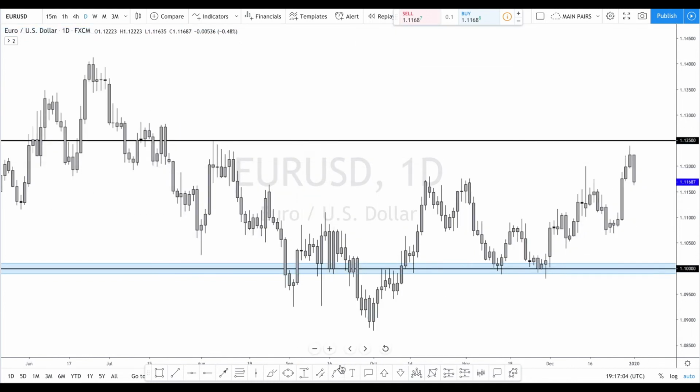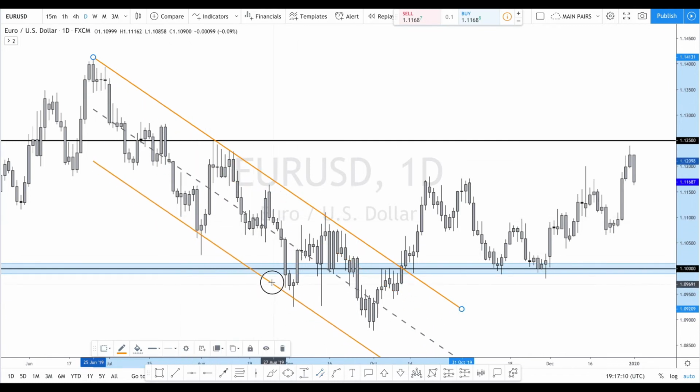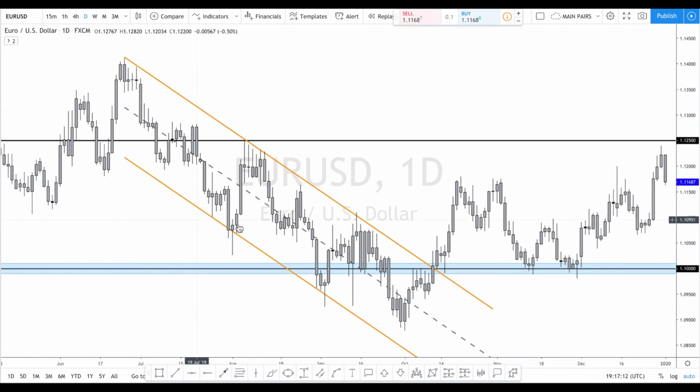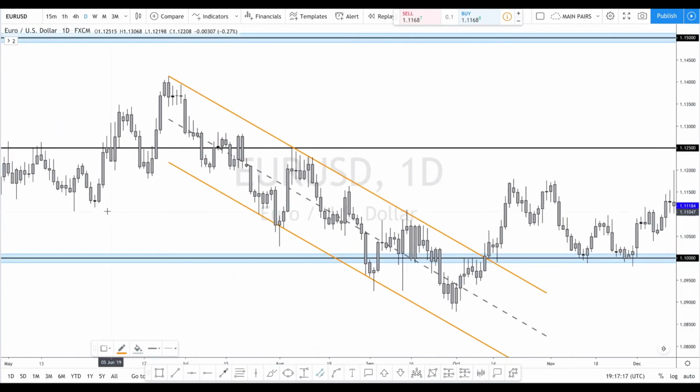So even with EUR/USD here, same exact thing again. We're looking at shorts. So we've got into the market here when we've seen price obviously break out.